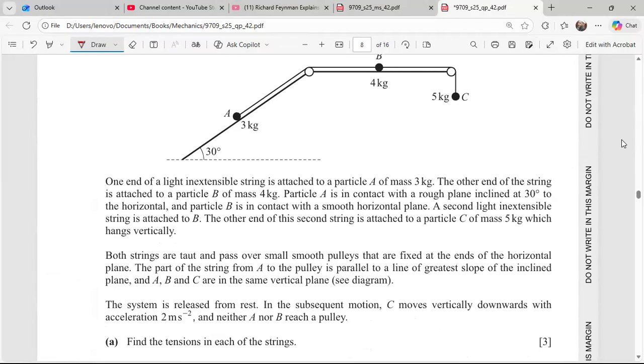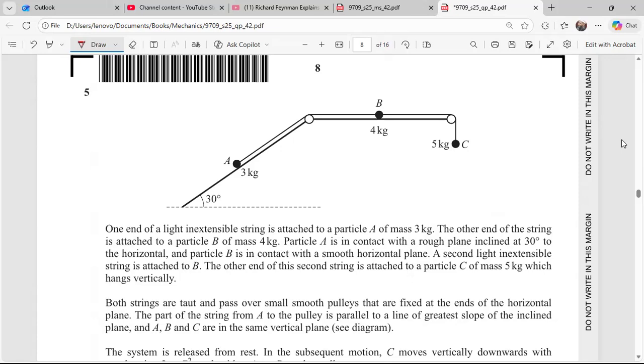So it's an interesting scenario: you have a straight horizontal surface and an inclined surface. On the inclined surface, you have an object of 3 kilogram. On the horizontal surface, we have an object of 4 kilogram, and here we have an object of 5 kilogram, which is hanging freely. The inclined surface is rough, so it has some friction, but the horizontal surface is frictionless. There's no friction on it. We are told that the whole assembly of these three masses is moving in this direction.